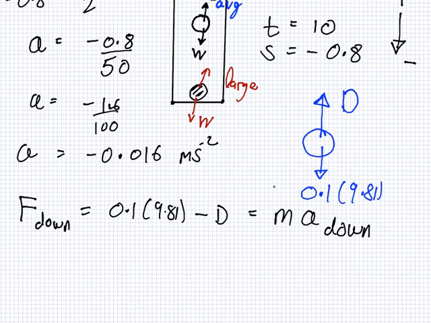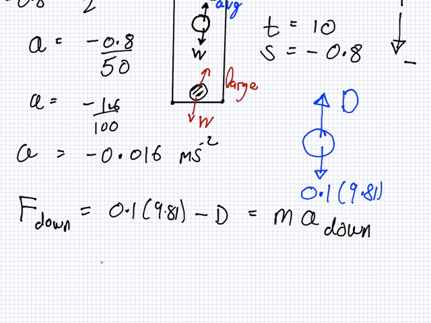Now, I've gotten rid of my minus and just replaced the minus with the word down. So the minus is just to tell me it's acting down. If I just say that it's acting down, I don't have to bother with the minus. I've stated quite clearly it's a downward force and a downward acceleration. So I can drop the minus if I like.